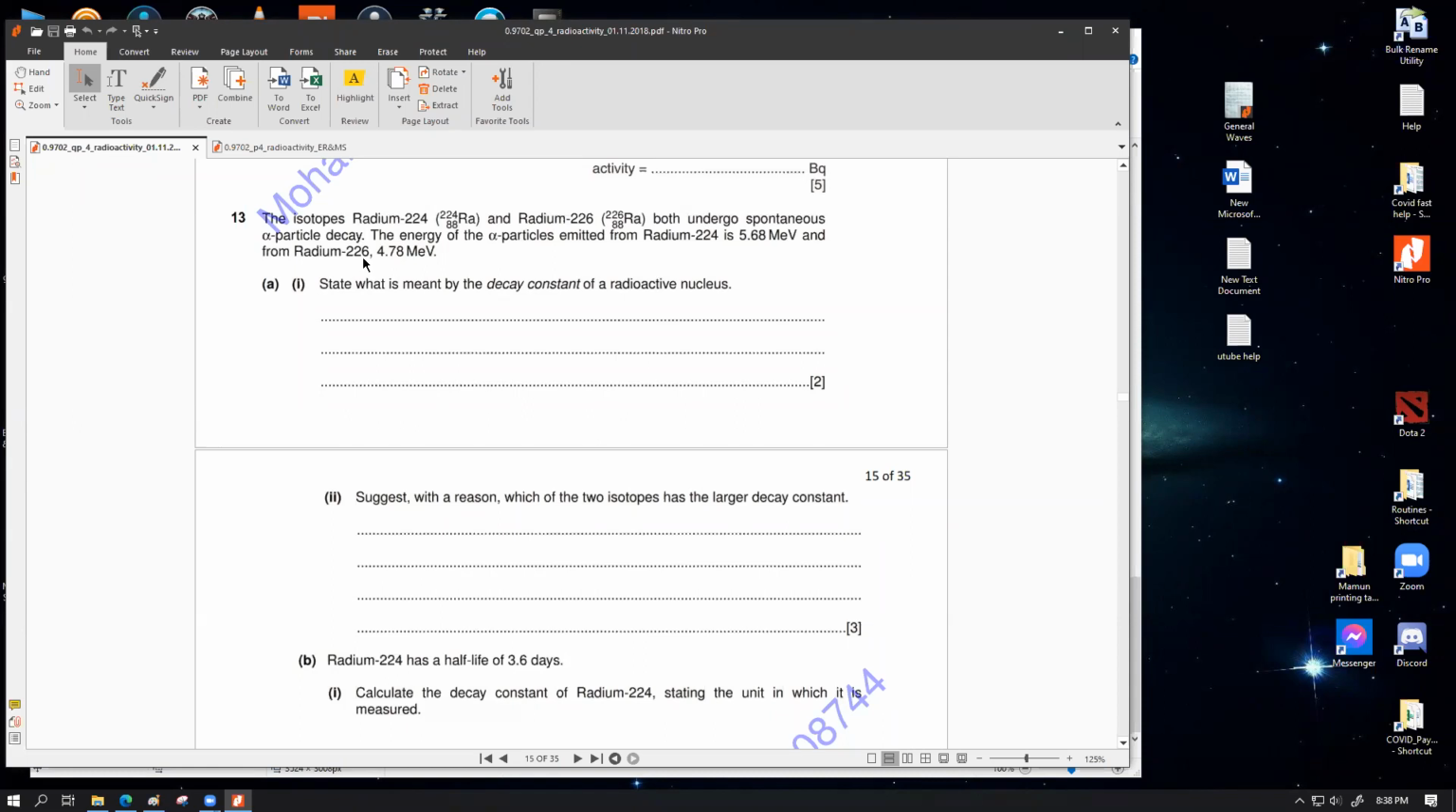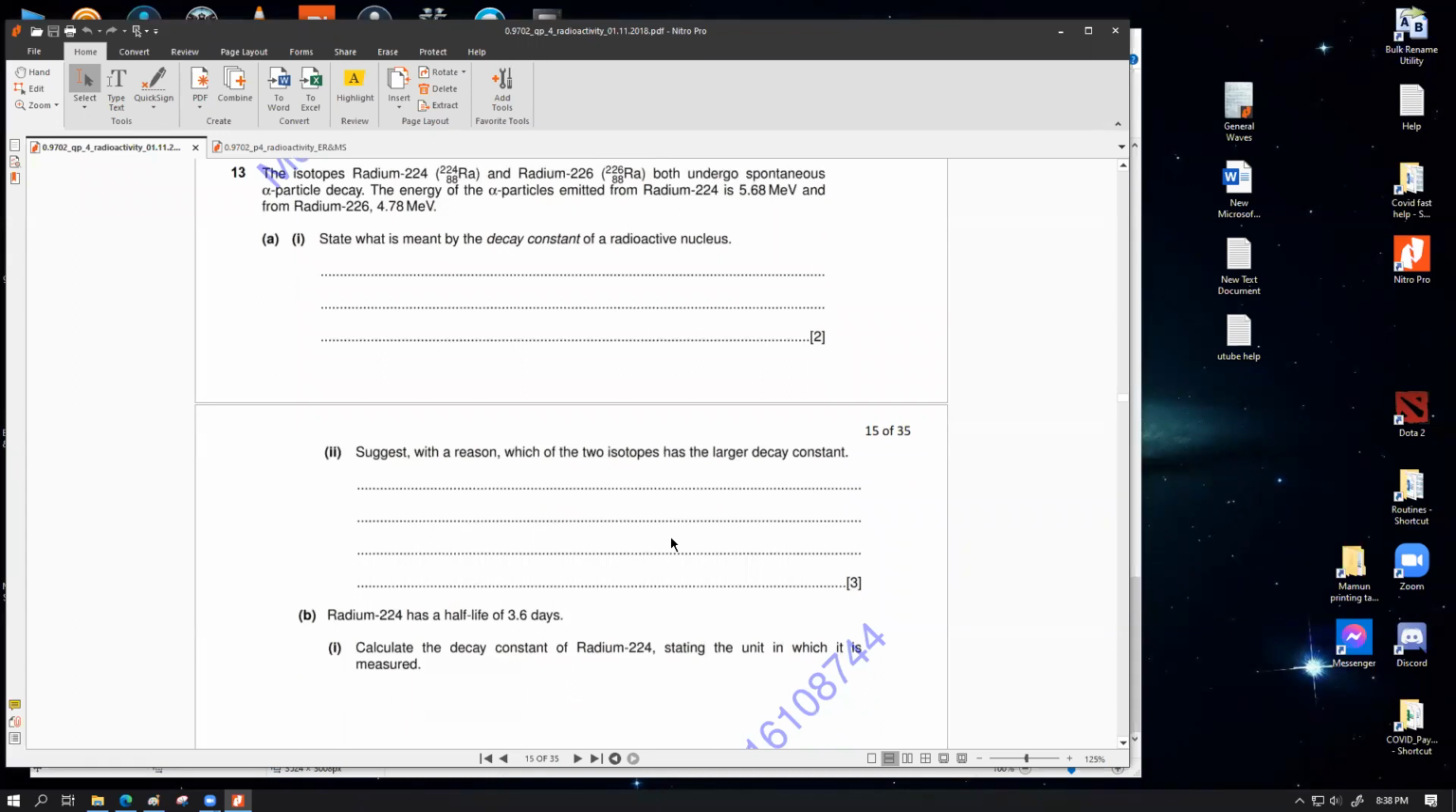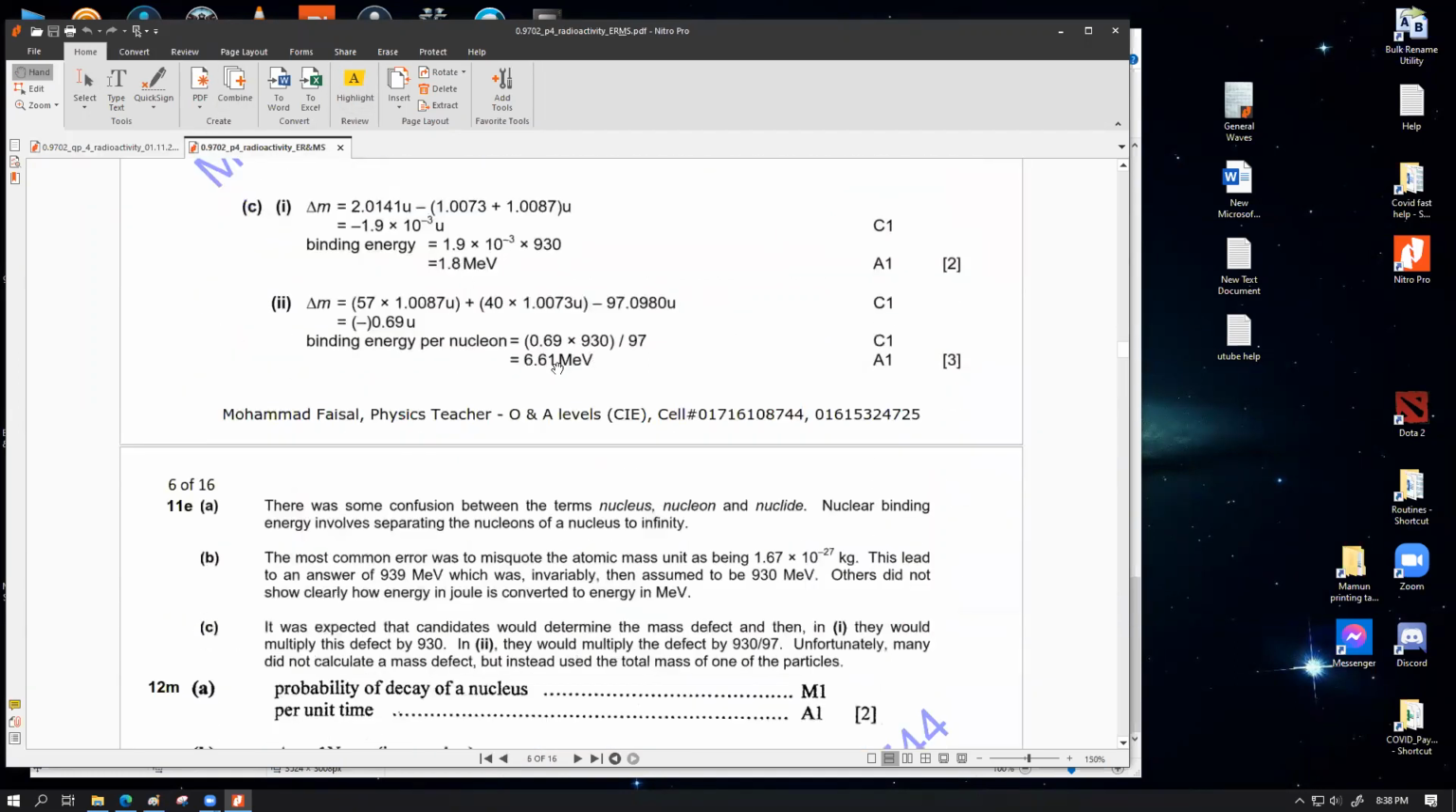I have no clue. My brain is not helping me. I have no clue how these energy amounts are relevant to the decay constant. So I'll have a look at the marking scheme. This is a unique question. Bit uncommon. 13.